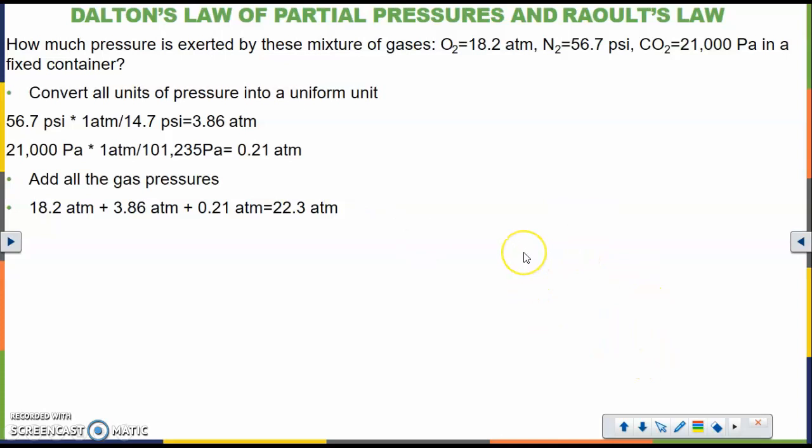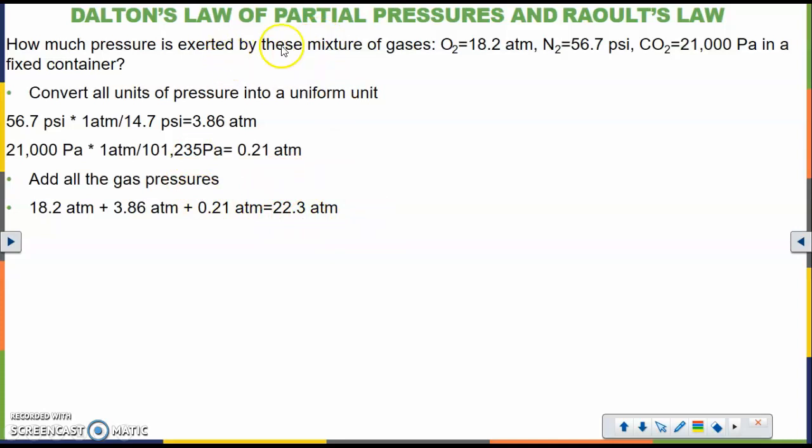The kinetic molecular theory states that gas particles do not interact with each other. This gas does not inhibit the pressure of that gas, and vice versa. So all of them will behave like there are no other gases present in the container. That is why we add them, because it seems like they're all doing their own thing. So with 3 different gases at 3 different pressures, you add them, and the total pressure is shown here, 22.3 ATM.